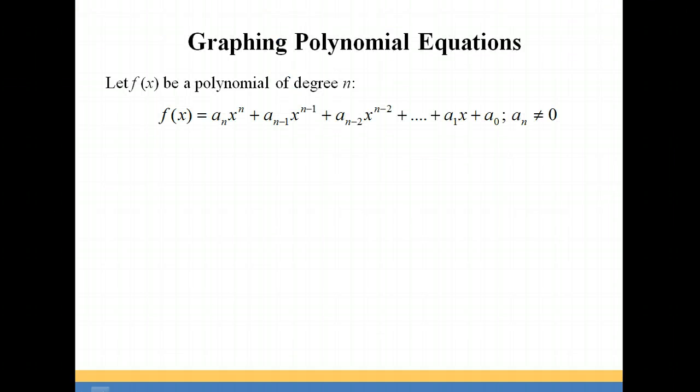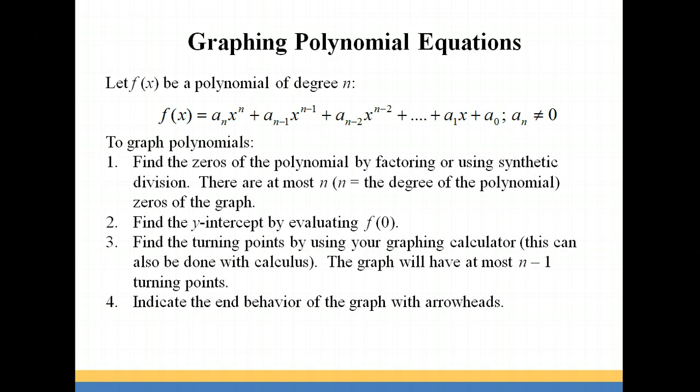A polynomial is a function that has whole numbers as exponents. To graph a polynomial, you want to find the zeros of the polynomial. That is, you want to find all the x-intercepts. You can do this by factoring the polynomial or by using synthetic division to help you factor. For a polynomial of degree n, you're going to have at most n zeros for the graph. You could have less, but you can't have more than n.